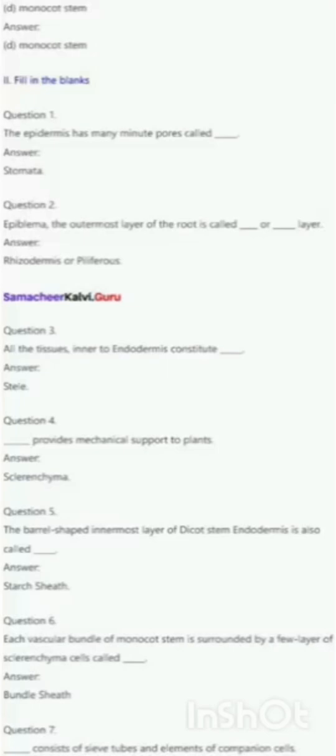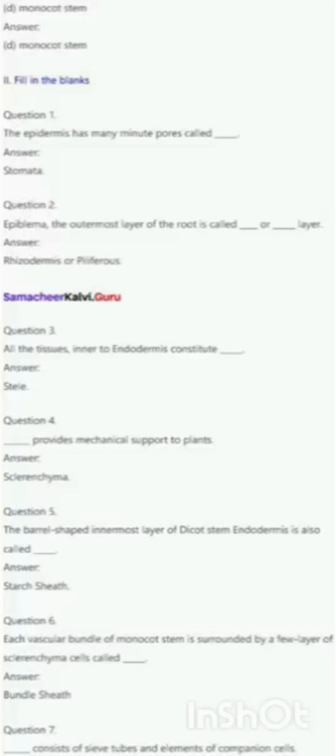2. Fill in the blanks. Question 1. The epidermis has many minute pores called ___. Answer: stomata. Question 2. Epiblema, the outermost layer of the root, is called ___ or ___. Answer: rhizodermis or piliferous layer.